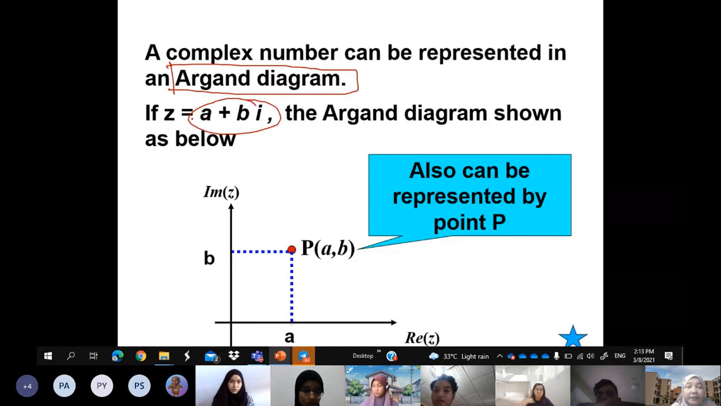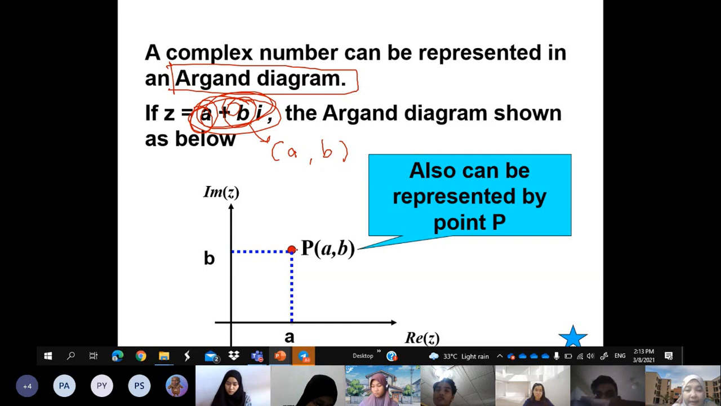First thing, given Z equals A plus BI, A plus BI changes to the coordinate (A, B). So what is the coordinate? Just mark here: this is point AB. The X axis changes to real Z, the Y axis changes to imaginary Z, and this is the origin. This is point AB, or Z.